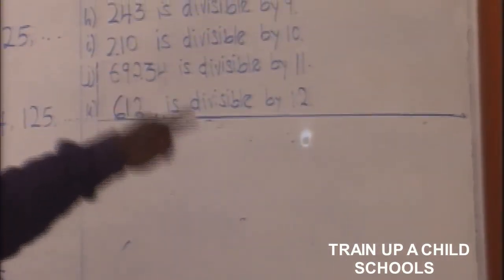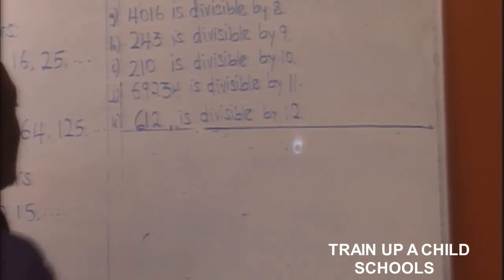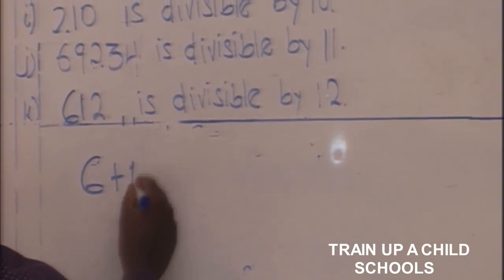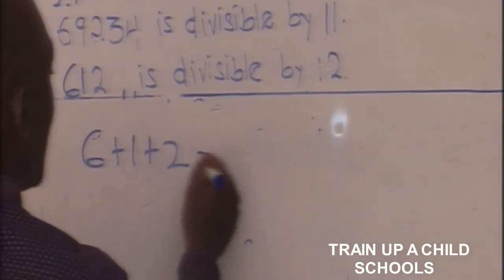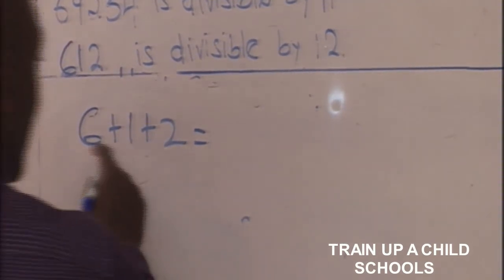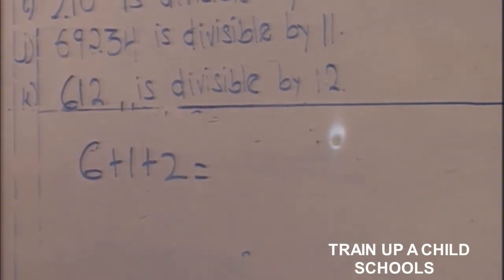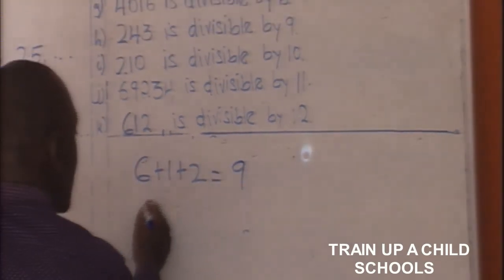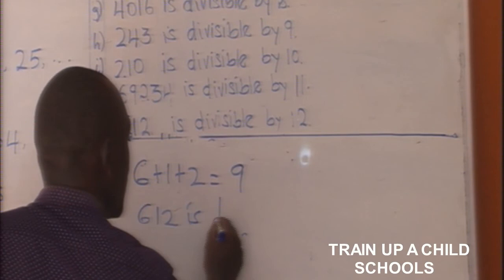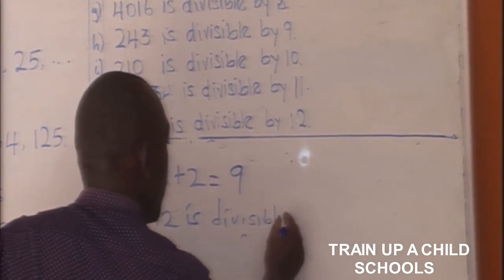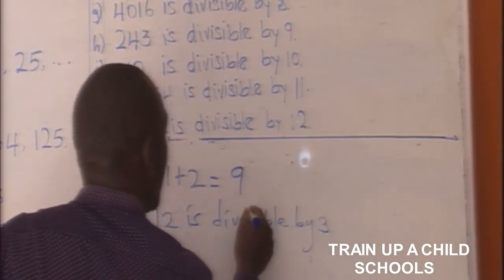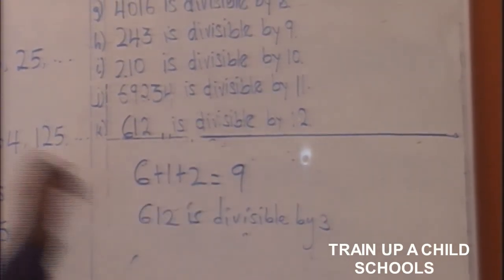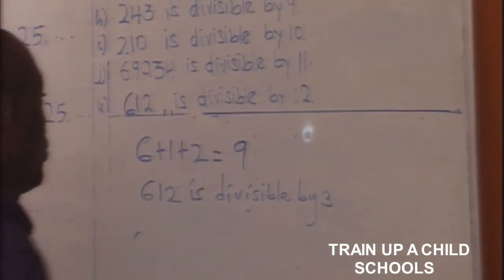So I've got 612. You first test for 3, that is 612. 6 plus 1 plus 2. 6 plus 1, good. 7 plus 2, you get 9. Is 9 a multiple of 3? Yes. So 612 is divisible by 3. That means that the answer has been reached. We have so far tested for 3. We test for both 3 and 4, and then we conclude.